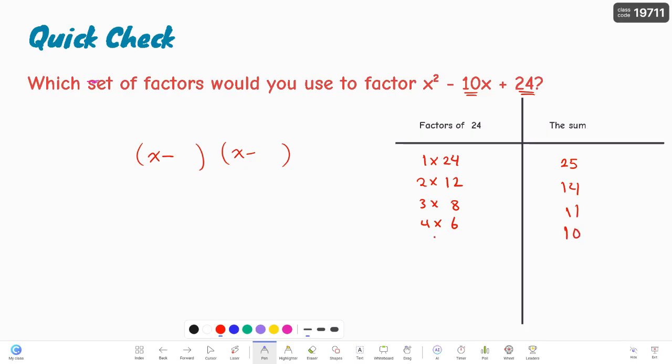So I'm looking for two factors whose product is equal to 24 and whose sum is equal to 10. So I'm going to write here 4, and here 6. And that's it. This is exactly what you have to do if you would like to factorize a quadratic trinomial in case a is equal to 1, or the leading coefficient is equal to 1, and c is a positive number.